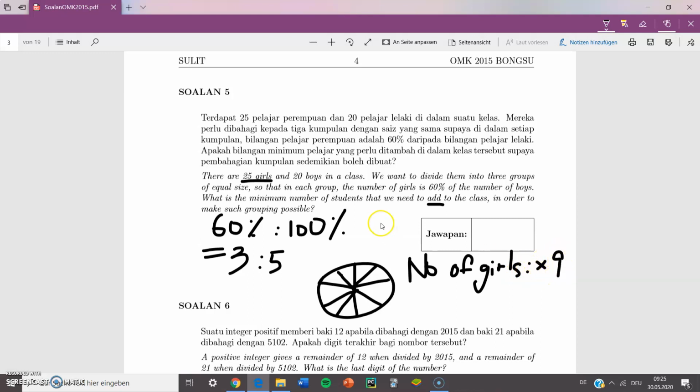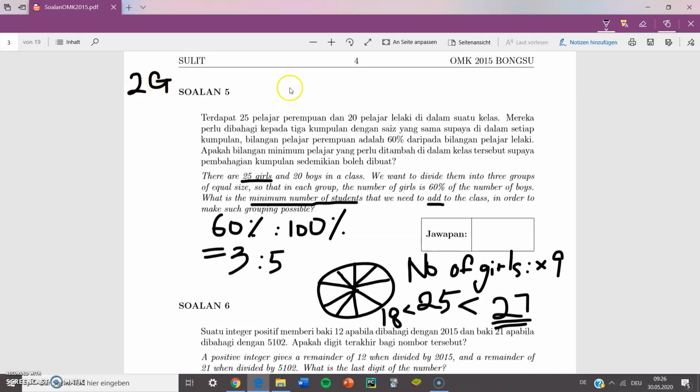And then we want to have the minimum number of students to add. So, what we want to do first is check what is the succeeding multiple of 9 after 25. We can see that it's between 18 and 27. So 27 is the minimum number of girls we need for this configuration. What this implies is that we need 2 more girls. So we jot it down over here, we need 2 more girls.